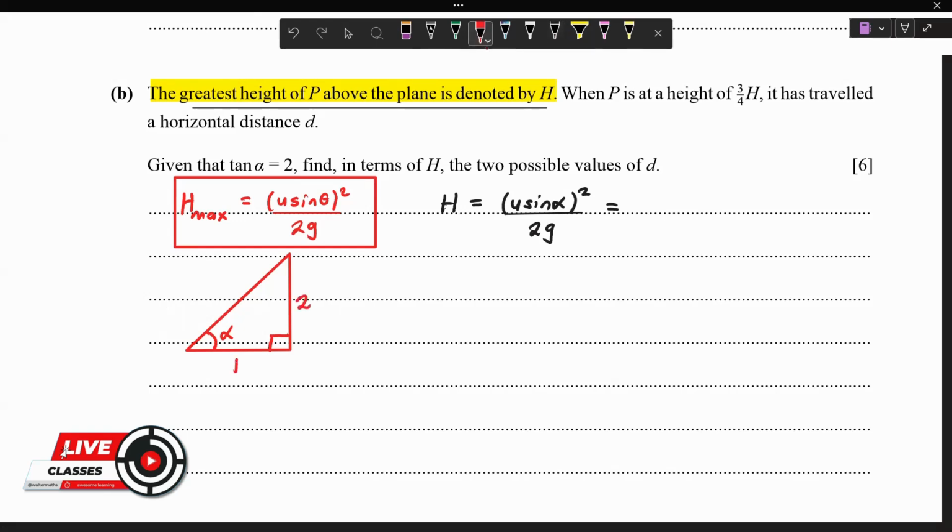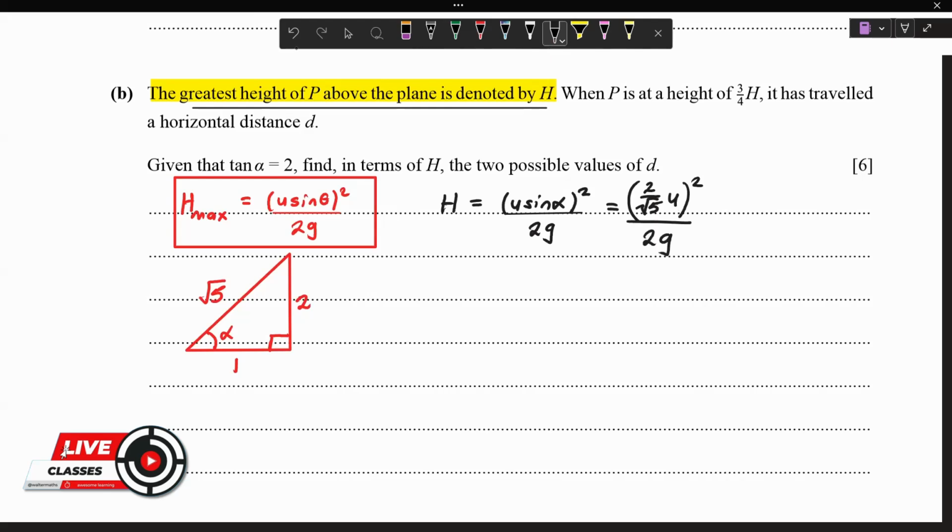And by Pythagoras theorem, the third side is going to be root 5. So basically, where we are saying u sin alpha, sin alpha is 2 over root 5. So it's going to be 2 over root 5 of u, and that's all squared, and it's over 2g.